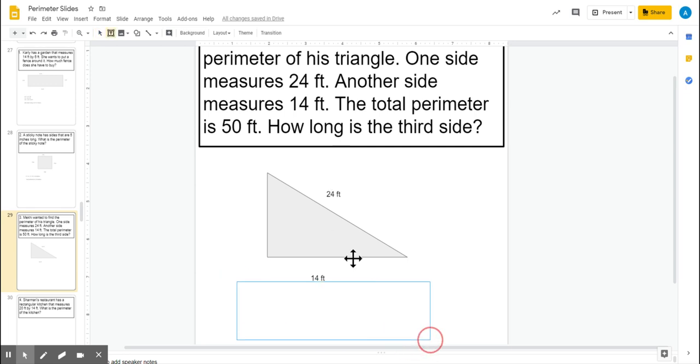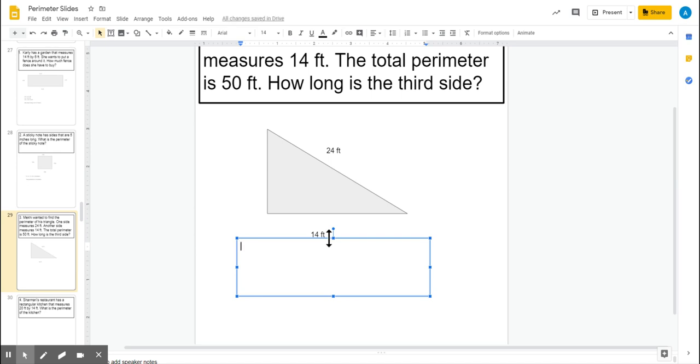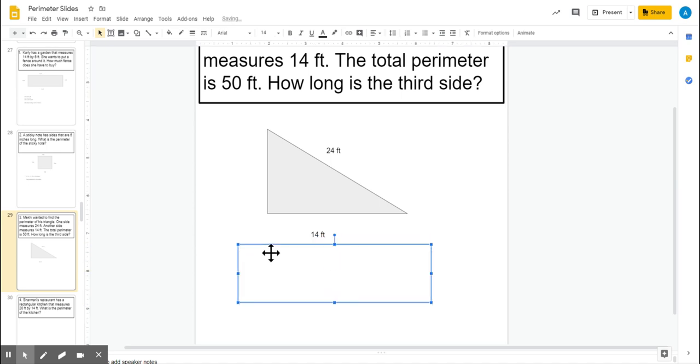put my text box down here. Move it down a little bit. So now I'm going to have to do 14 plus 24. And that will be, let's see, 38. And then I know I'm going to have to take my total perimeter and subtract away. So 50 minus 38 equals.